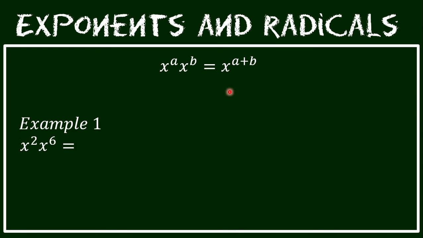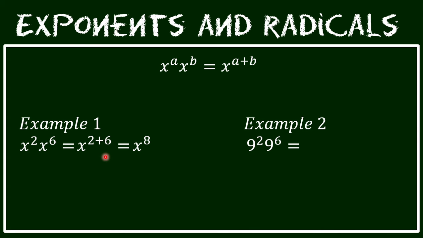So for example number 1, we have x squared and x raised to 6. We copy the base and then add the 2 and 6, and that will be x raised to 8. And for example number 2, we have 9 squared and 9 raised to 6. So copy 9 and then 9 raised to 8. That will be approximately this number.